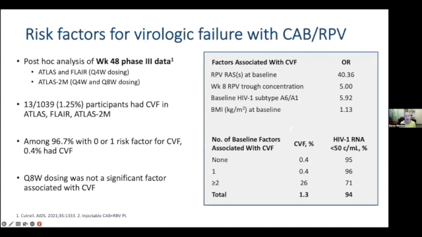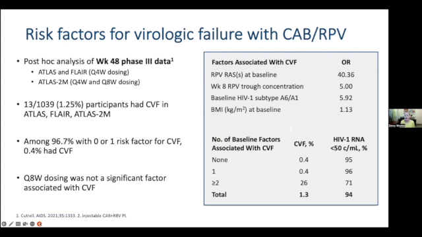Orkin, which was updated data from ATLAS, looking at risk factors for virologic failure with cabrolpivri. So this is actually previously presented data, a post hoc analysis, looking at what factors increase virologic failure with this regimen. And the 4 factors that really shake out are shown in the gray box on the right, and those included having baseline rilpivirine resistance mutations, having a low week 8 rilpivirine trough, having infection with HIV subtype A6/A1, or having an elevated BMI greater than 30.